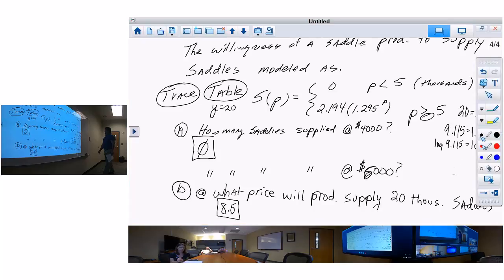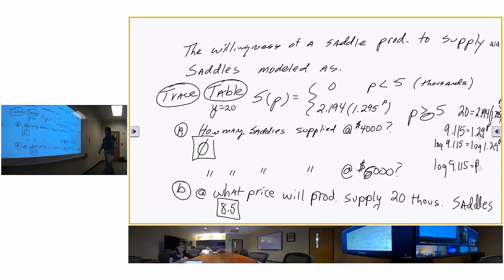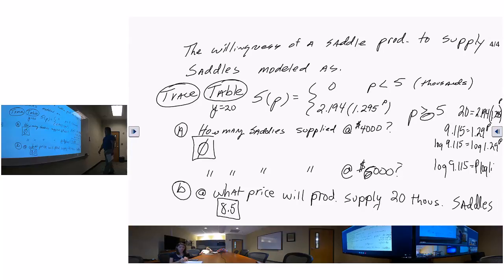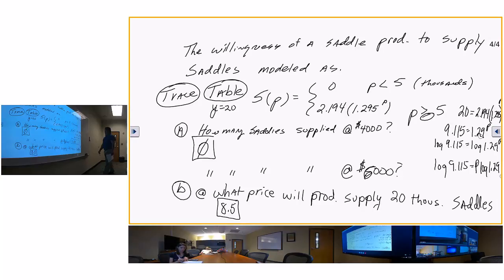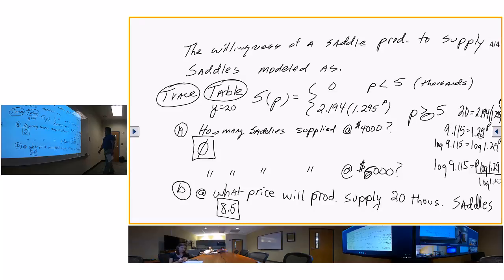Take the p out front, and that's going to be log of 9.115 is equal to p times the log of 1.29. Somebody tell me, what rule did I use to bring that p out front? Power rule. Power rule of logarithms. If there's something raised to a power, you can bring it out front. Now, to get p by itself, log of 1.29 on both sides.